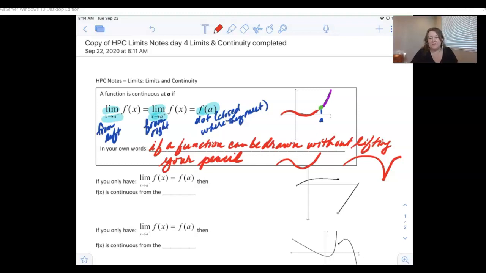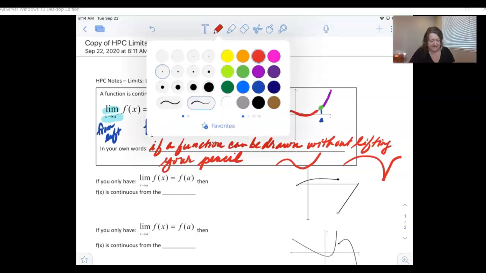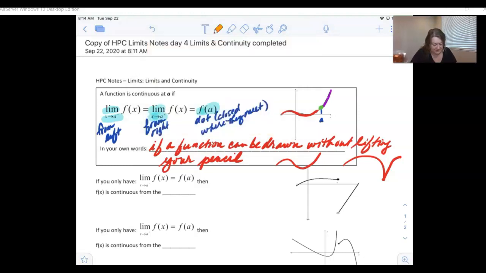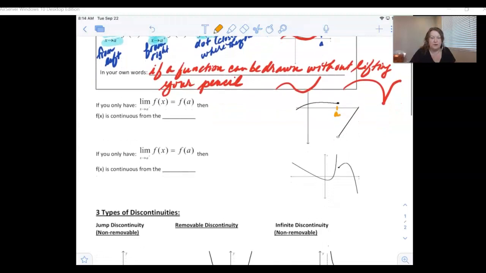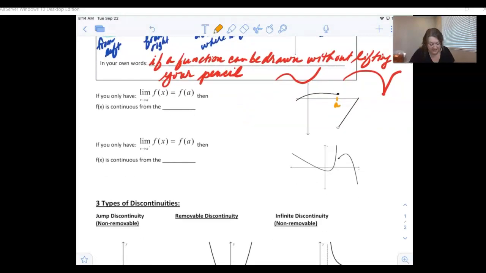All right. So the next part says that if you have a limit as x approaches a from the left and it equals f(a), then f is continuous from the left. Okay, let's look at this picture and see what they're talking about. I'm going to assume this is where we're talking about a. And we know from our notes before that I can either be approaching a from the left or from the right. They are telling me to approach from the left.